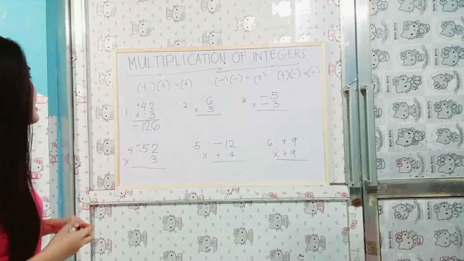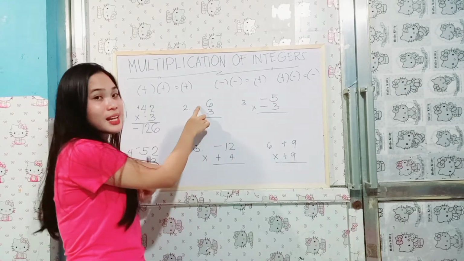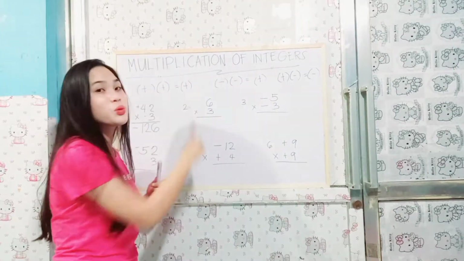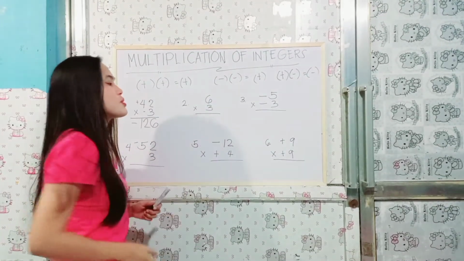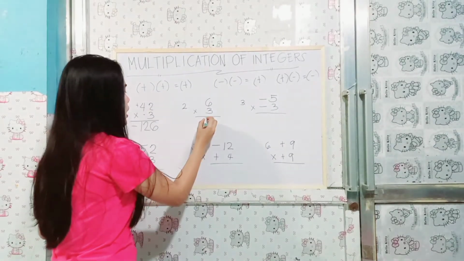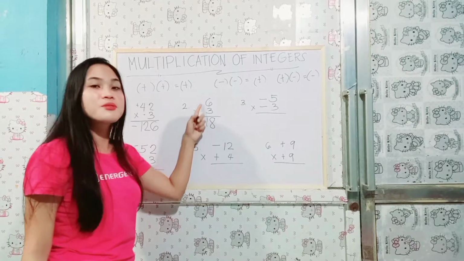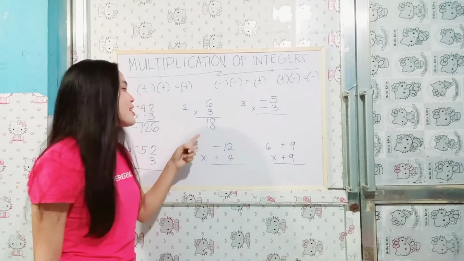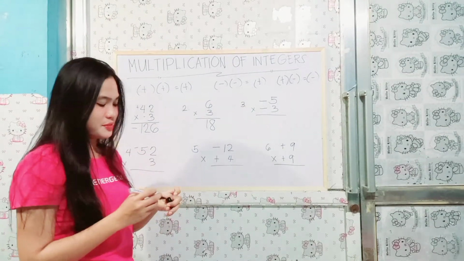Okay, next, let's have this example. Since there's no sign here, it is understood that both of them are positive. So let's just multiply their absolute value. 6 times 3 is 18. Since they have the same sign, positive, then our product will also be positive.